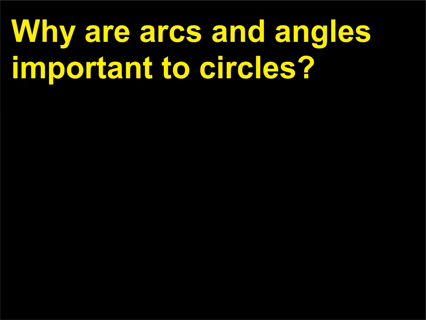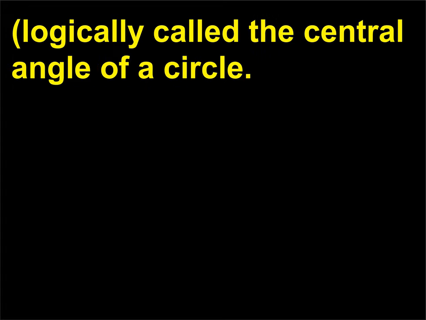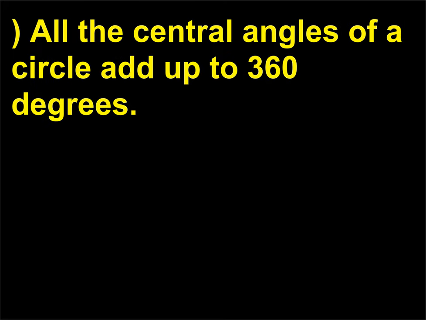Why are arcs and angles important to circles? Everything starts with the angle whose vertex is at the center of the circle, logically called the central angle of a circle. All the central angles of a circle add up to 360 degrees.